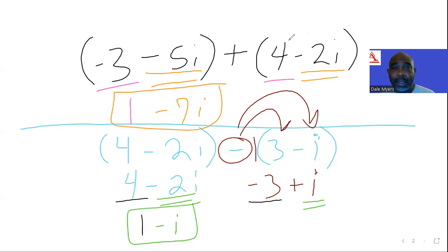So again, this has been how to add and subtract complex numbers.